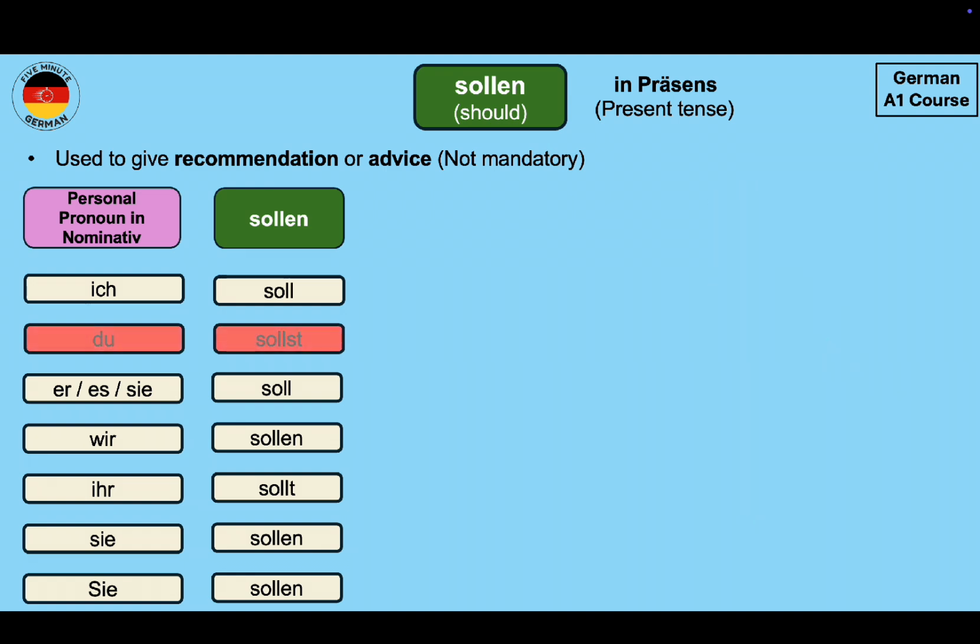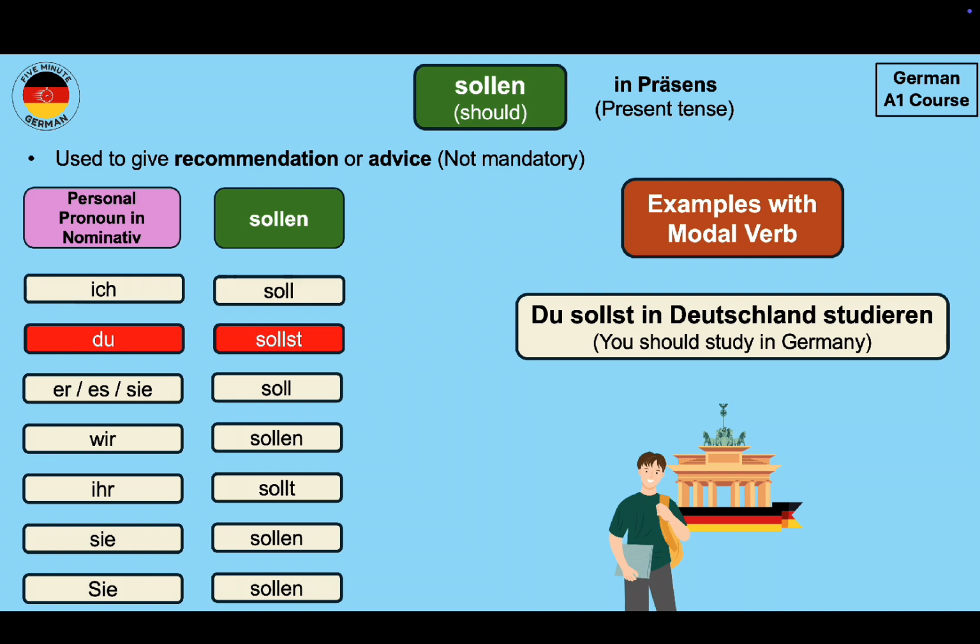An example sentence with sollen will be "Du sollst in Deutschland studieren." You should study in Germany. So this is advice which you are giving to someone. This sentence also follows the same rule: sollst, the modal verb, comes at the second position, and studieren is the main verb which goes to the end of the sentence in infinitive form.